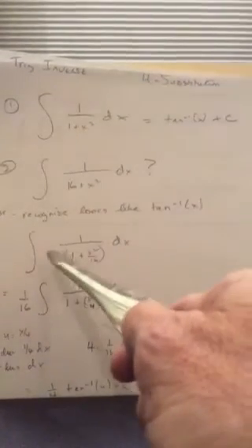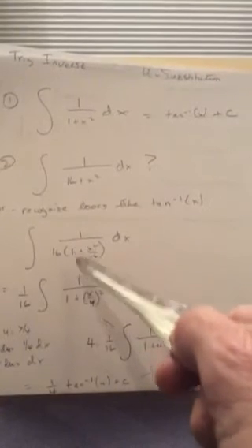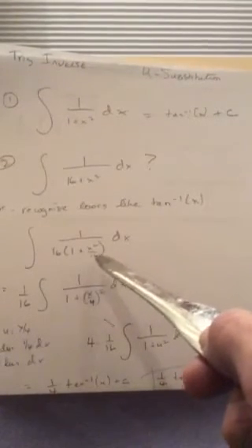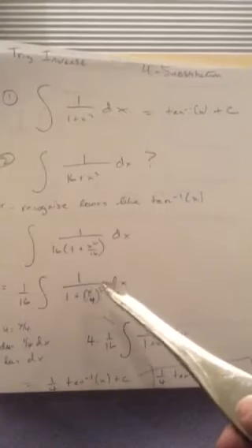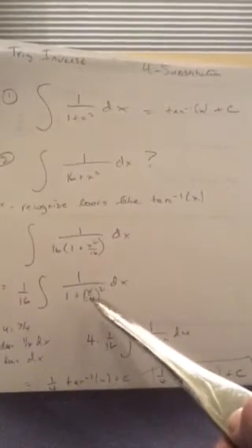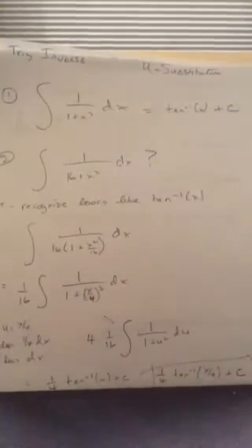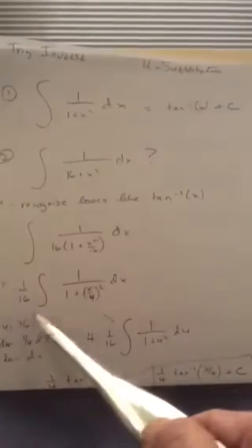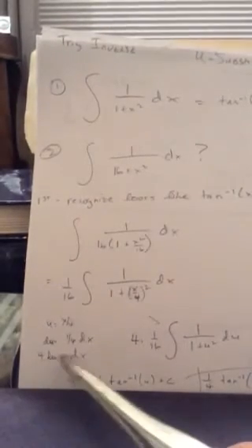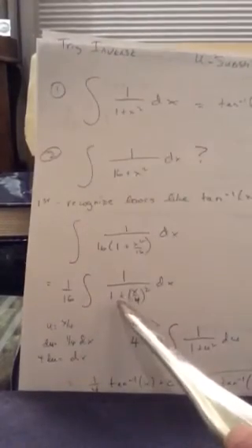So I pull out a 16. I get 1 plus x squared over 16, which then I rewrite as 1 plus x over 4 squared, pulling the 1/16 constant out. We're almost there. Use substitution. u equals x over 4, du equals 1/4 dx. But we're going to want a 1 dx, so we change it to 4 du equals dx. Rewrite this using our u's.